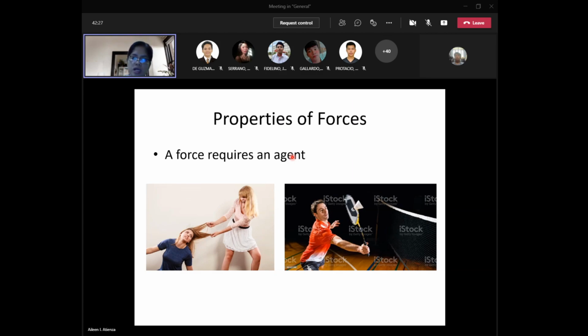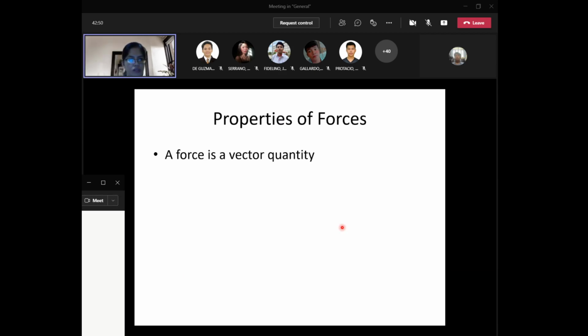Ma'am, siya yung mismo nag-a-apply, okay, ng force. Badminton racket. So, papunta. Pino-push niya. Diba? Push yung motion. Okay? Para lumipat sa kabilang side. Yung shuttlecock. Therefore, the badminton racket serves as the agent of the force in this particular situation.